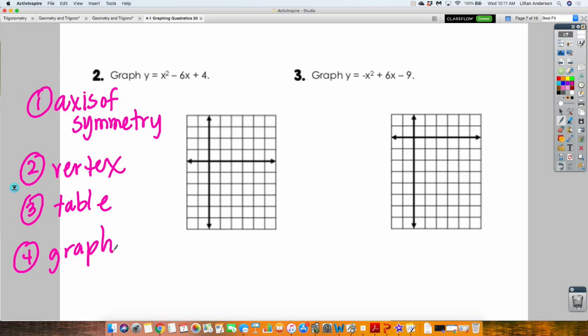If you forget that key fact about a quadratic, you can always just plug in points. But this makes things a little bit quicker. If you can get the right side, you just duplicate it over to get the left side.